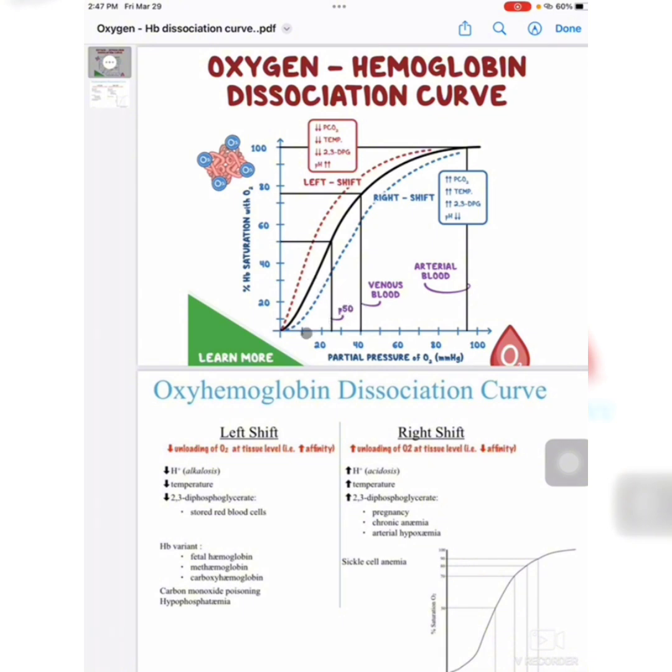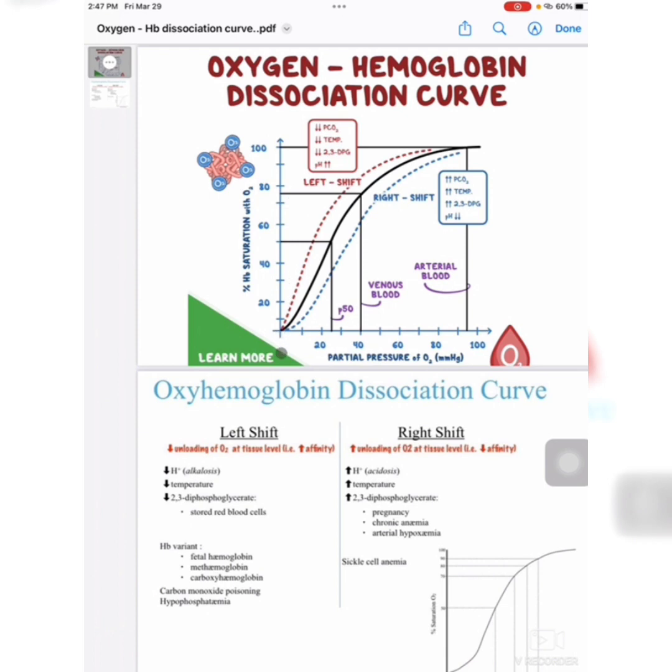In arterial blood, where the partial pressure of oxygen is around 100 mm of mercury, hemoglobin is fully saturated, that is 100%. But in the case of venous blood, when the partial pressure of oxygen is about 40 mm of mercury, hemoglobin saturation is about, I think now you have guessed it, about 75%.